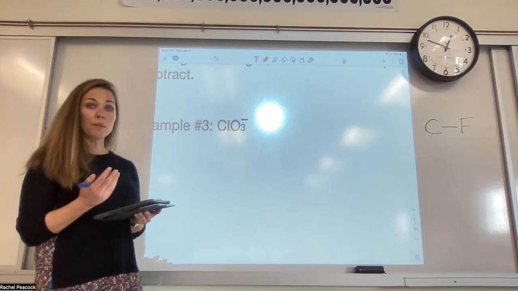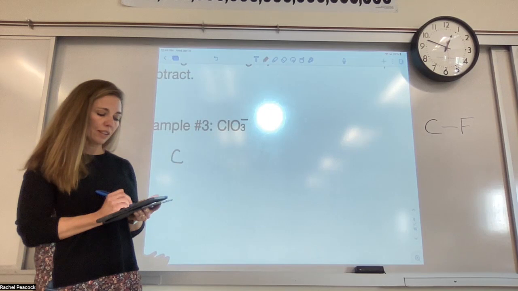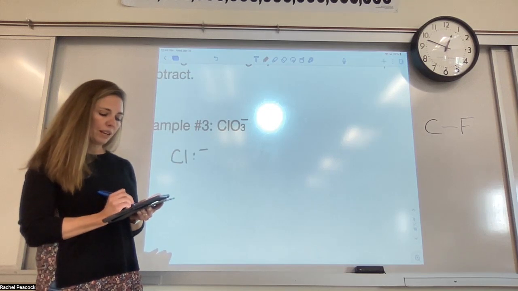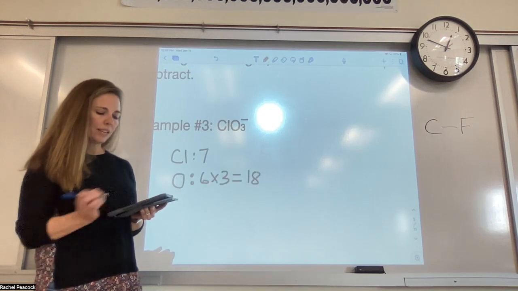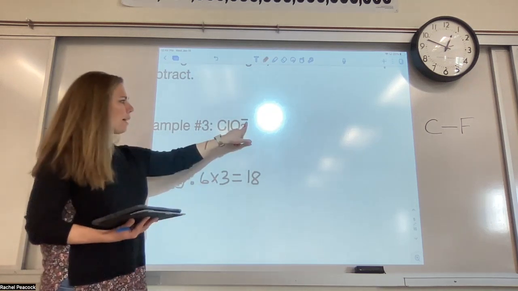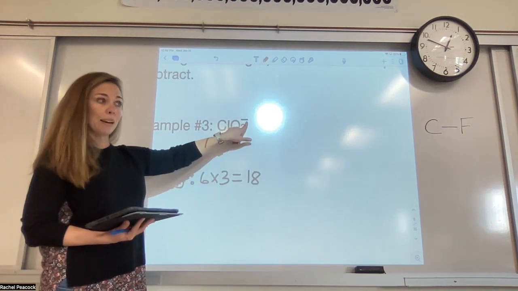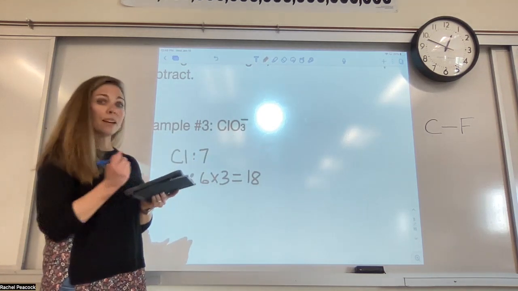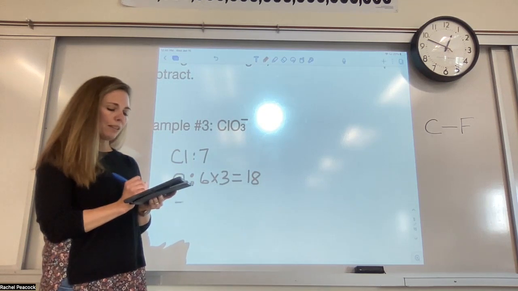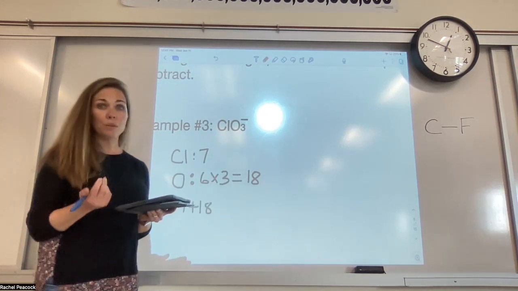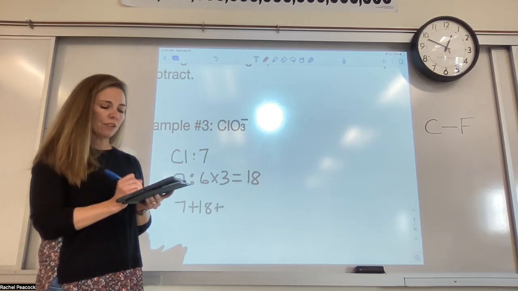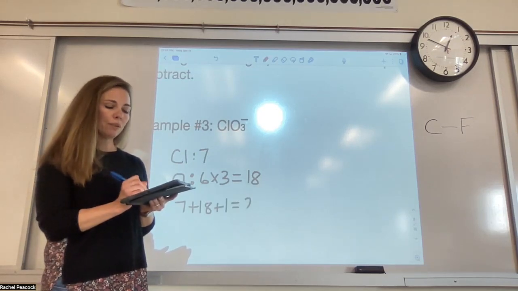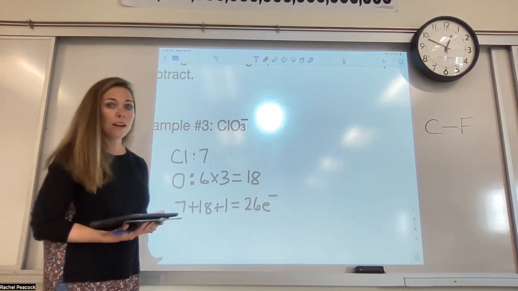So we're still going to start with step one, which is to count valence electrons. So as you know, chlorine has 7, okay? Oxygen has 6, but there are 3 oxygens, so that's 18. But what you also have to do is take into account this extra minus. So because there's an extra negative charge, that means that you have an extra electron. So normally we would add 7 plus 18 and get 25, but that extra charge is giving us an extra electron, which means we have 26, okay?